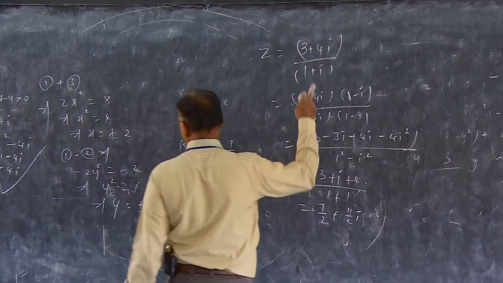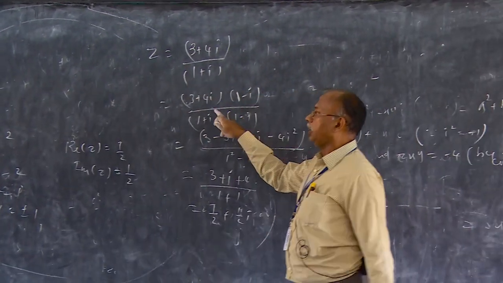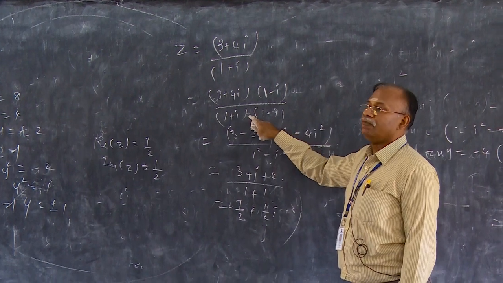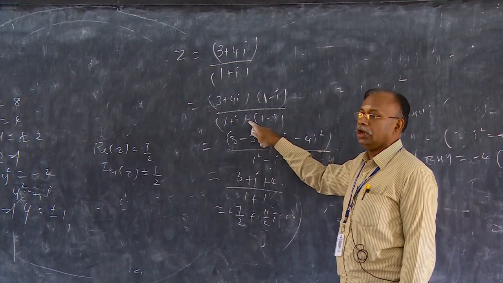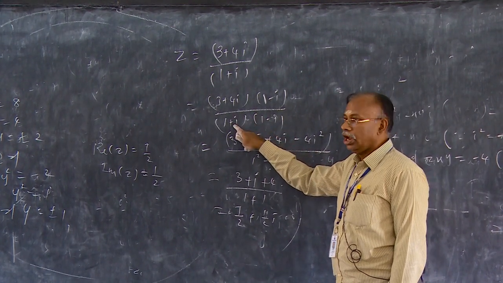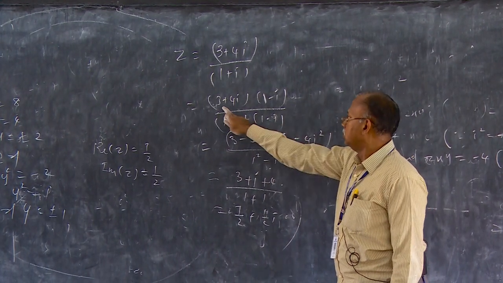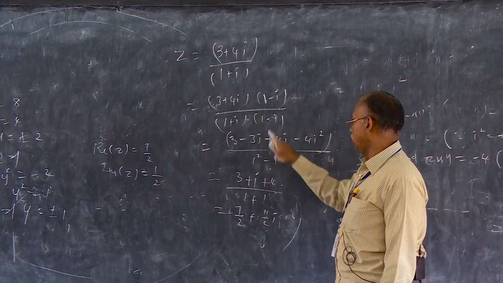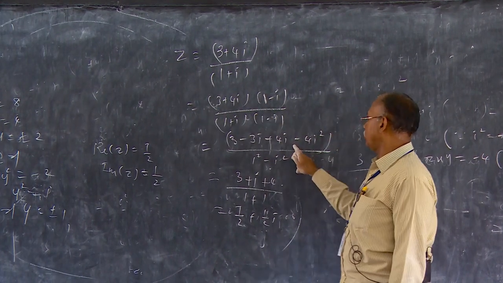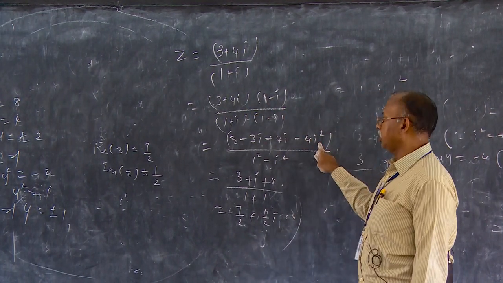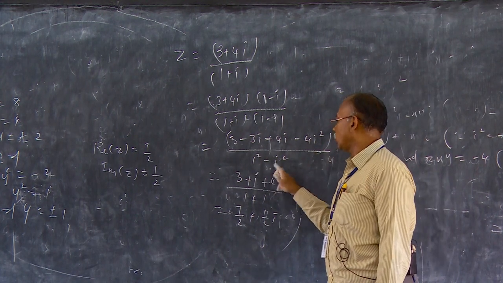Let me check whether my calculation is correct or not. To make the denominator a real number, I am forced to multiply and divide by the conjugate of the denominator. The conjugate of 1 plus i is 1 minus i. I multiply and divide by 1 minus i. 3 into 1 is 3. 3 into minus i is minus 3i. 4i into 1 is 4i. 4i into minus i is minus 4i square, divided by 1 square minus i square.